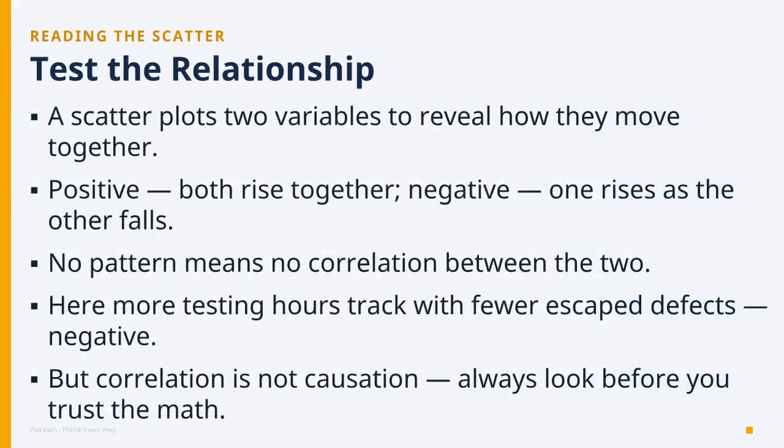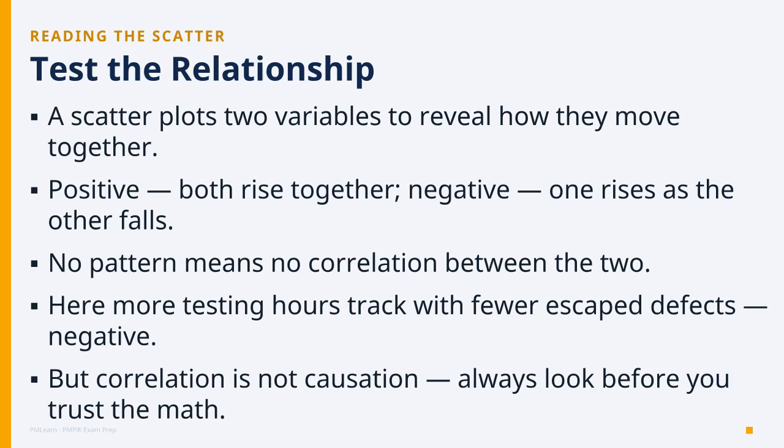You plot the two variables and look at the direction of the cloud. Points trending up together is positive correlation. Points where one rises as the other falls is negative correlation. And a shapeless scatter with no direction means no correlation at all. In our chart, more testing hours line up with fewer escaped defects. A clean negative correlation, the kind of relationship you'd hope to find.